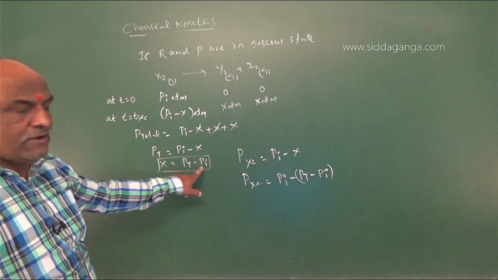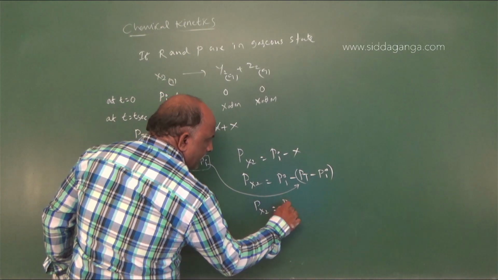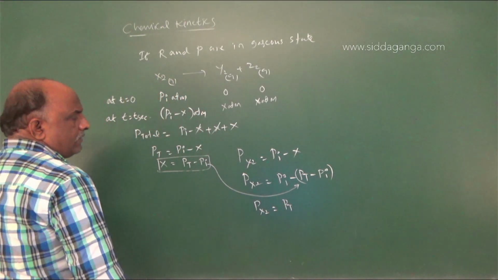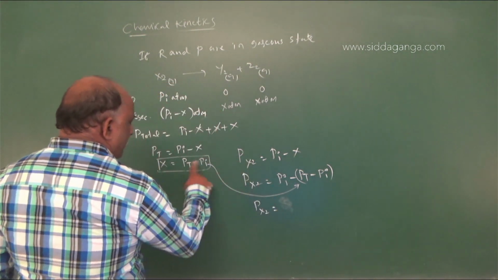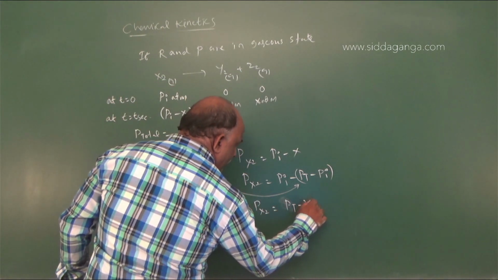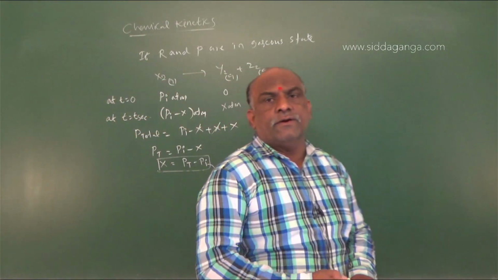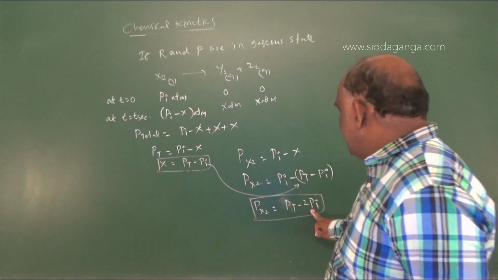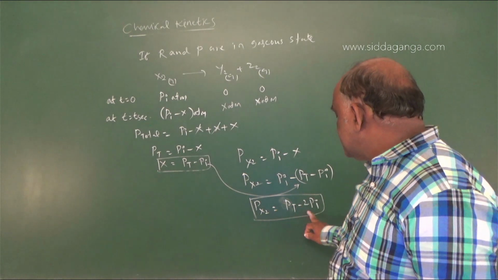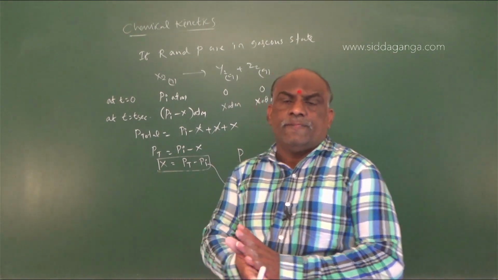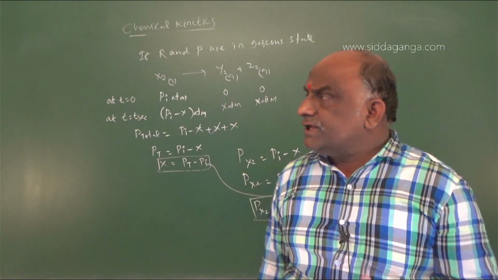Because this is the x value. Then what will we get? Pressure of x2 is equal to P total minus 2Pi. P total minus 2Pi is the partial pressure of x2. So by using this, we have to find the final conclusion regarding this.